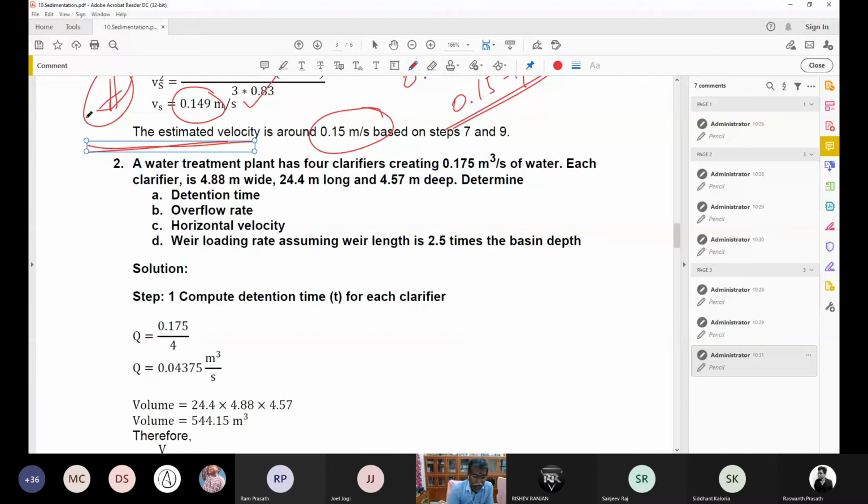Okay. Now the other parameters, these are direct substitutions, so you need not worry much. Like, a water treatment plant with 4 clarifiers, and the water flow is 0.175 meter cube per second, and each clarifier is 4.88 meter wide, 24.4 meter long, and 4.5 meter deep. So determine detention time, overflow rate, horizontal velocity, and weir loading. Okay, these 4 parameters you have to calculate.